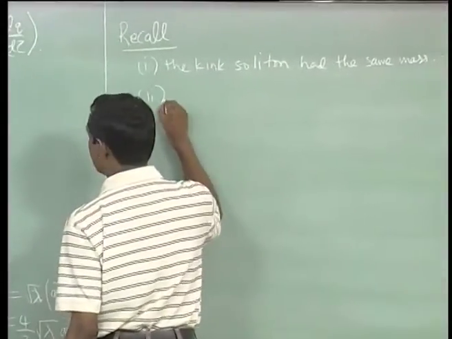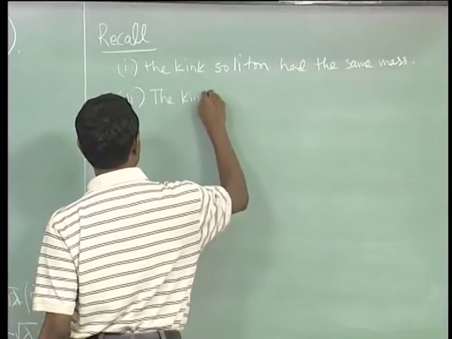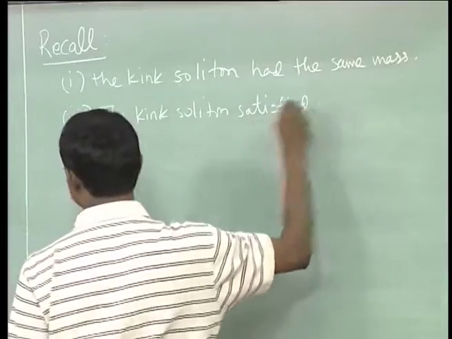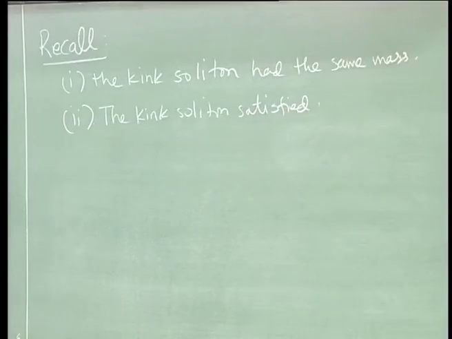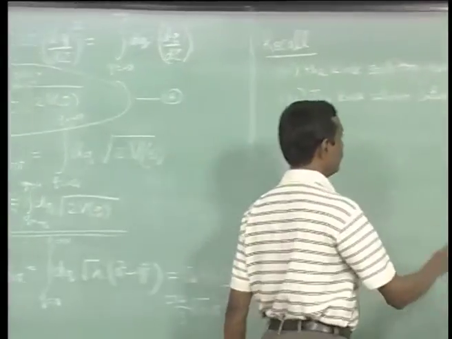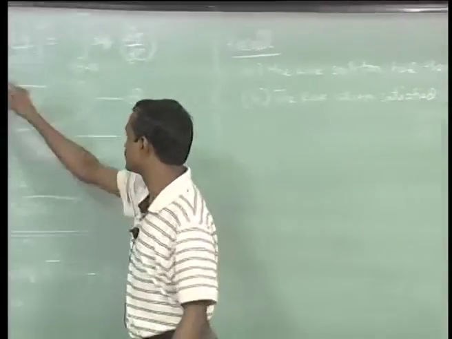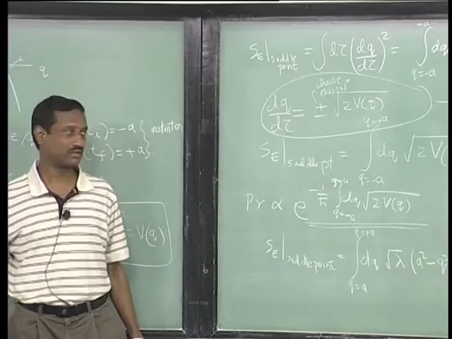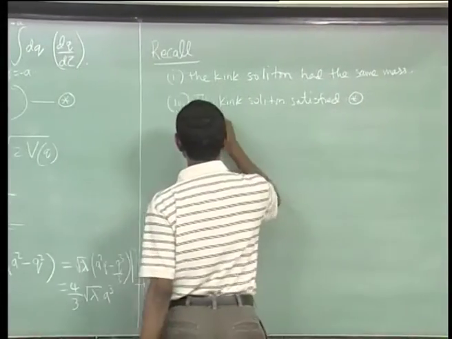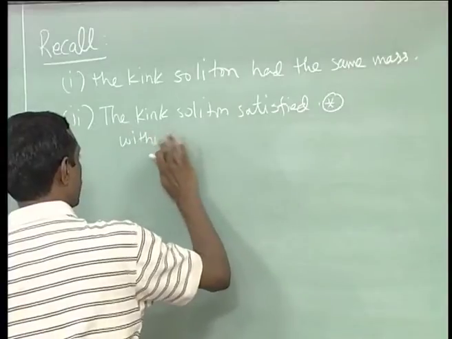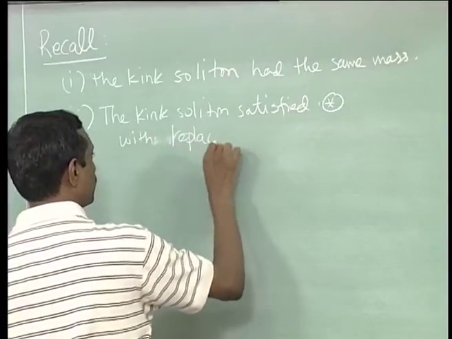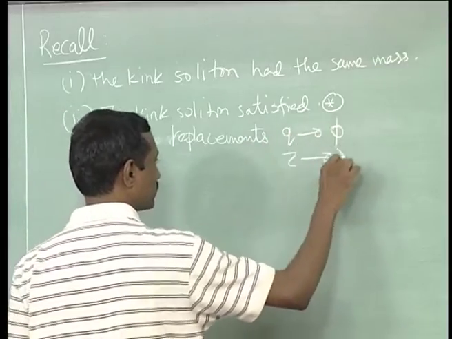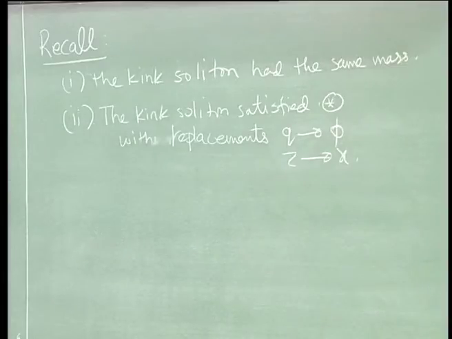So, number 2 is that the kink soliton satisfied this equation, let us call this equation star. Okay. Plus sign was kink and the minus sign was anti-kink, and here we will just call it instanton and anti-instanton. Okay. Satisfied star with of course the replacements, call q phi, and then tau becomes just space. Okay.